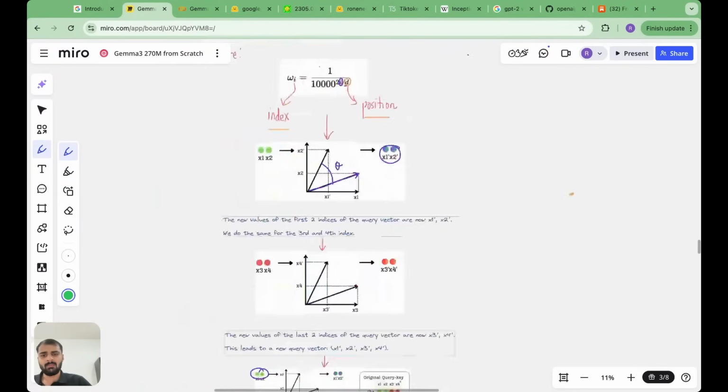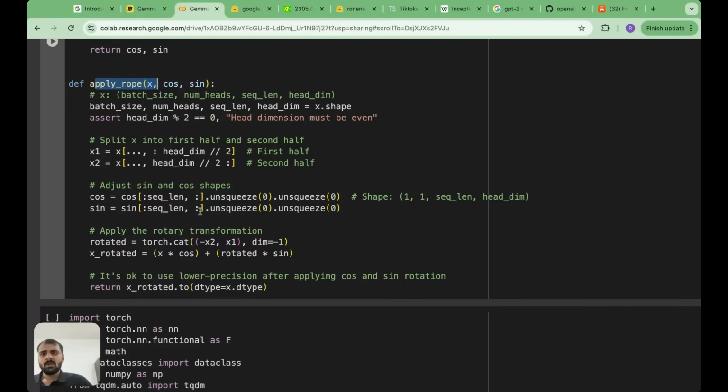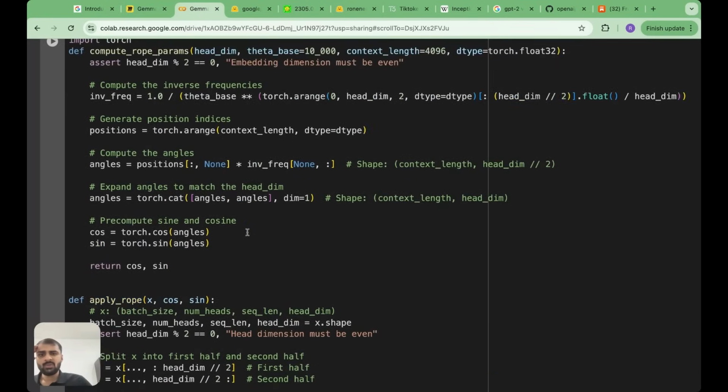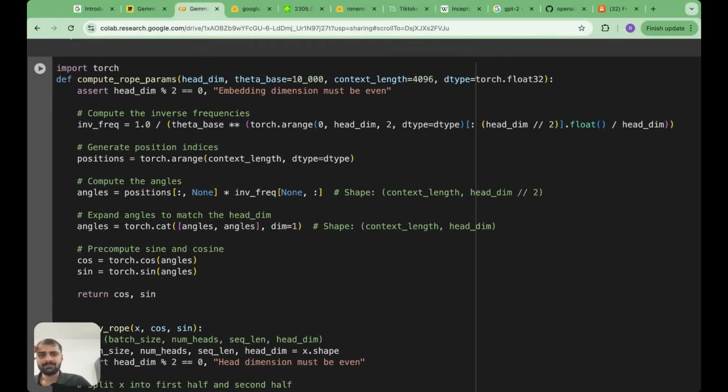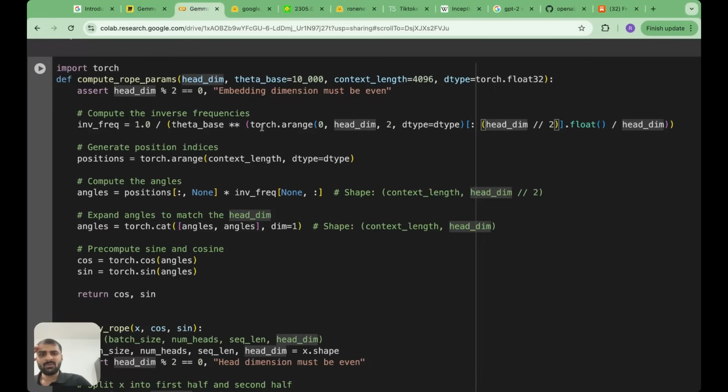Over here, if you remember, we have seen how the rotary positional encodings are applied. So this piece of code which I have just shown you does the same thing. So 1 divided by 10,000 raised to 2i by d. That's the same thing which is happening over here, where theta base is equal to 10,000. Okay.